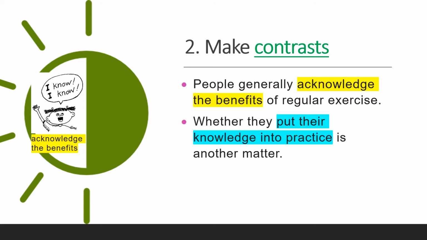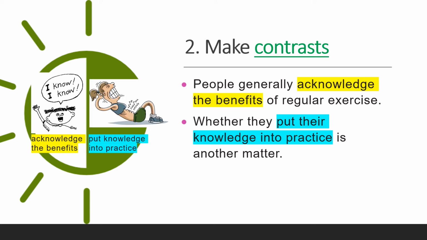But the second sentence tells you an idea which is not the same. Whether they put their knowledge into practice is another matter. So when people acknowledge the benefits, they do not necessarily do more exercise or do regular exercise because of that. So this idea is quite different from what you would expect after reading sentence 1. Then the ideas in these two sentences would be contrasting. So we can use a connective to show the contrast between the two sentences.